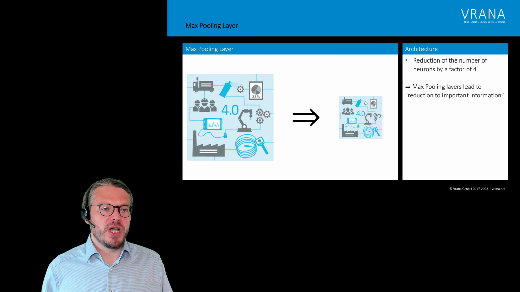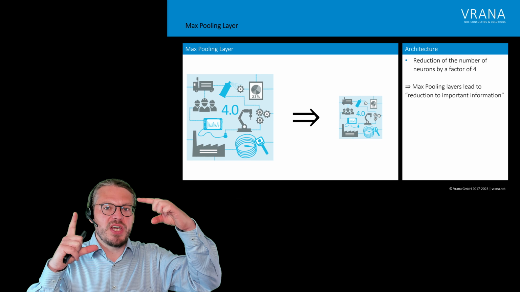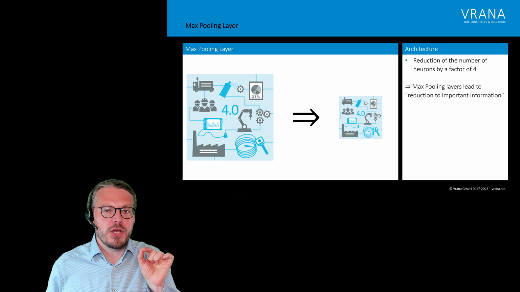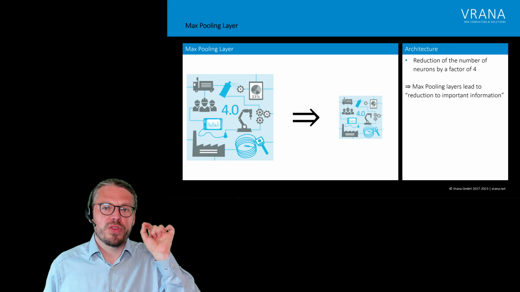So what happens to our image? Our image gets shrunken in size, but what we do is we keep the important information. We keep the information with a high amplitude.